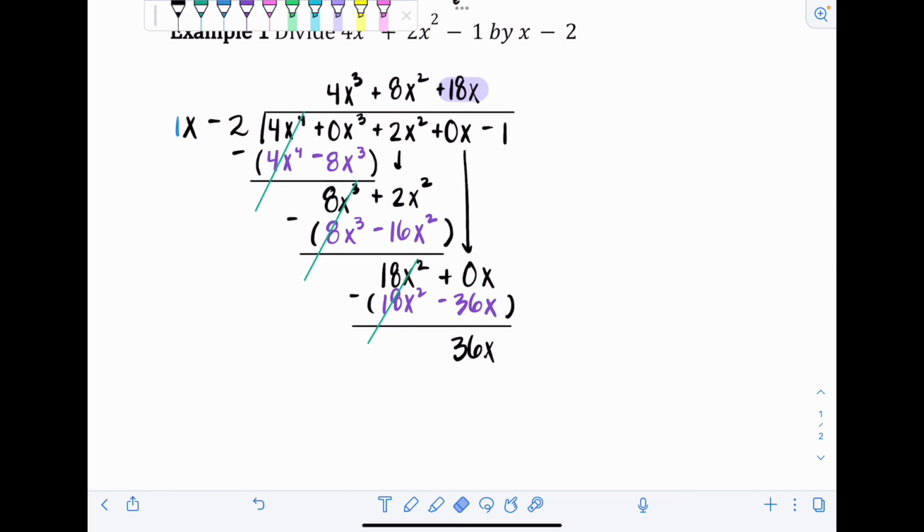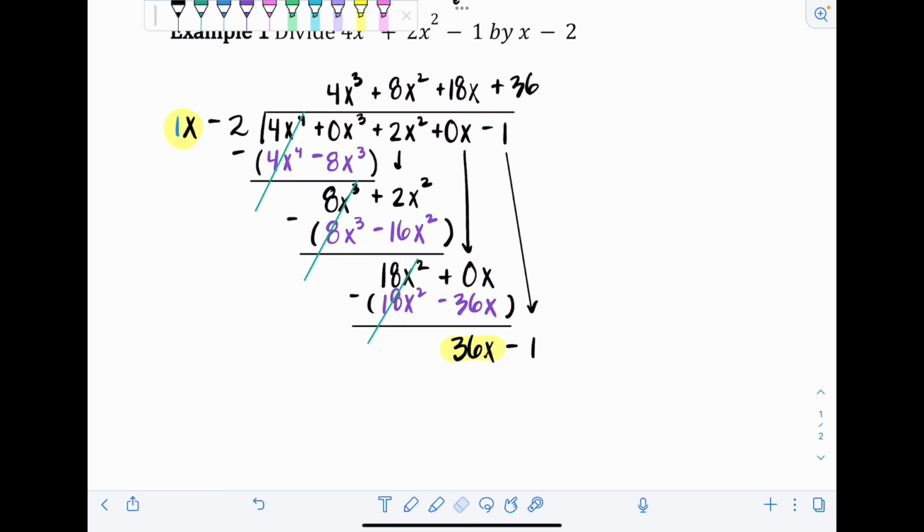Okay, and then we have one more term to bring down, the negative 1. And notice, I'm not stopping. I'm not at the constant term yet, the one without the power or without the variable. I have to keep going until I get there. So I bring down that 1, and now my new first term is 36x. So I do 36x divided by x, which is 36. So this would be a plus 36 up here.